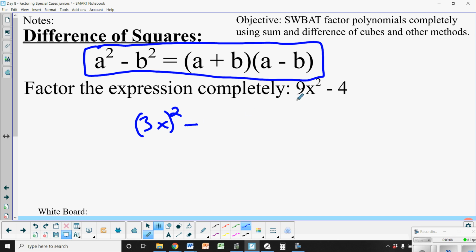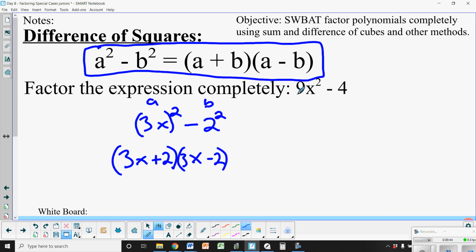And then minus 4 can also be written as 2 squared. So notice that a in this case is 3x, and notice that b is 2. So if I was to rewrite this pattern below it, I can see that it's going to be 3x plus 2, 3x minus 2. So let's write 3x plus 2 and 3x minus 2. And that's going to be the same as 9x squared minus 4.